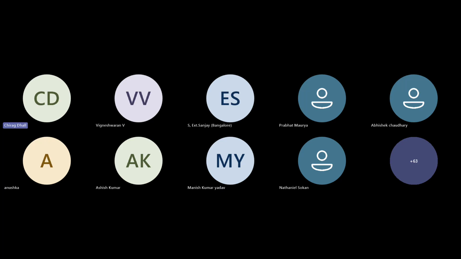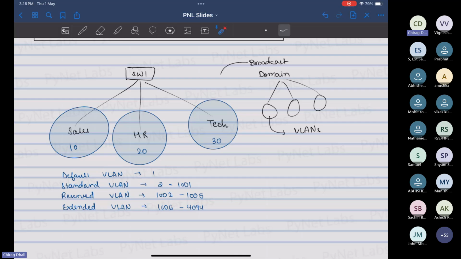Yes, guys, like I said, if you have made them participate in different VLANs, their broadcast domain will now be divided. The original broadcast domain, which was earlier quite big, will now be divided into smaller parts, and communication will get restricted within that VLAN. I'm sharing my screen again to explain this part again. So yeah, we divided the broadcast domain.